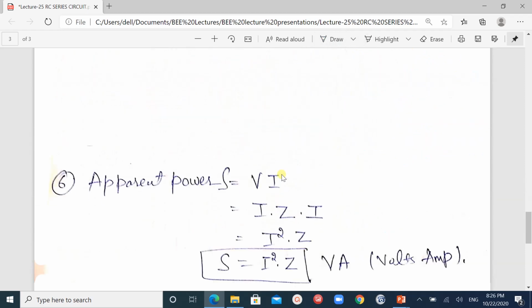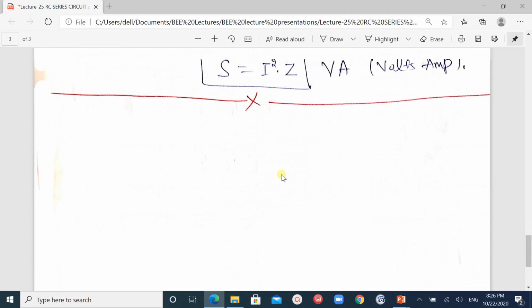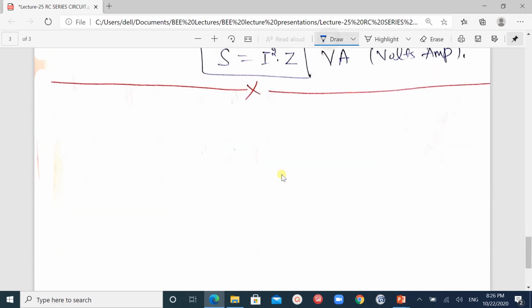Then the third one is apparent power, which is S. S is equal to V into I, and V is equal to I into Z, so S is I square Z. The unit of apparent power is volt ampere. So this is how we find out the three powers: the first one is active power, then reactive power, then apparent power.